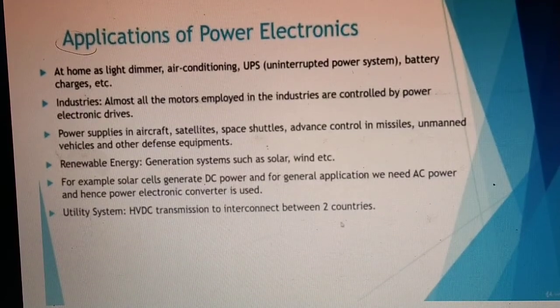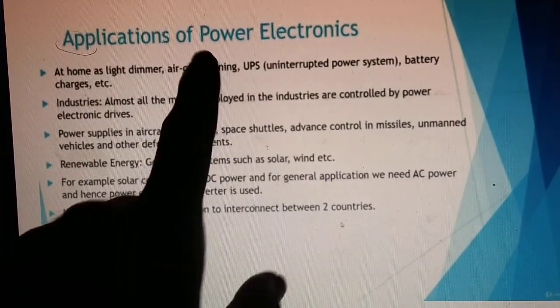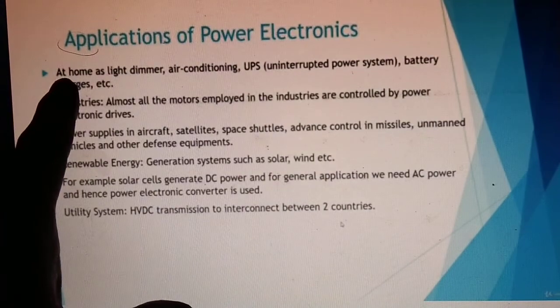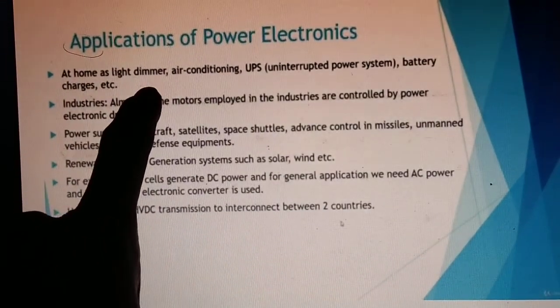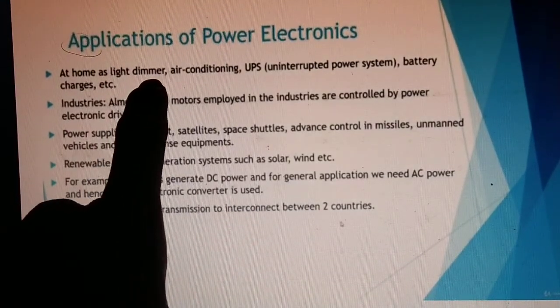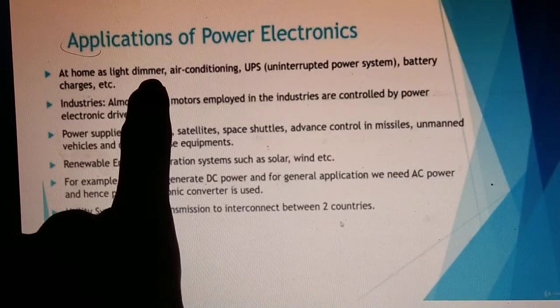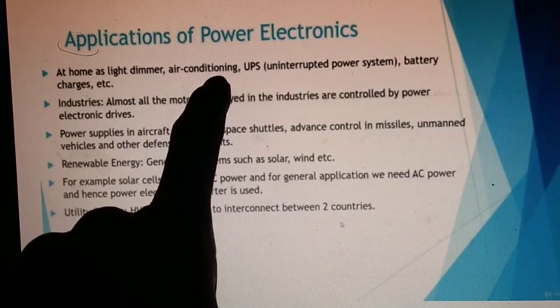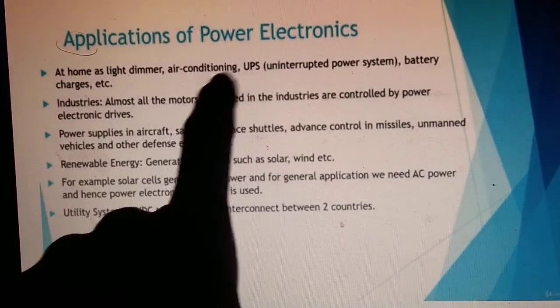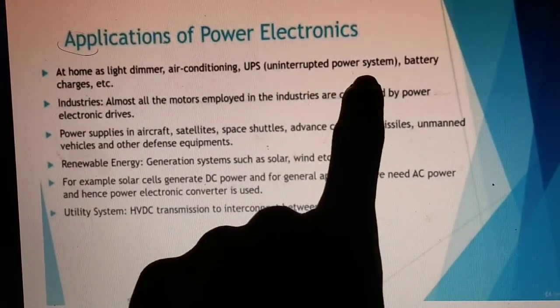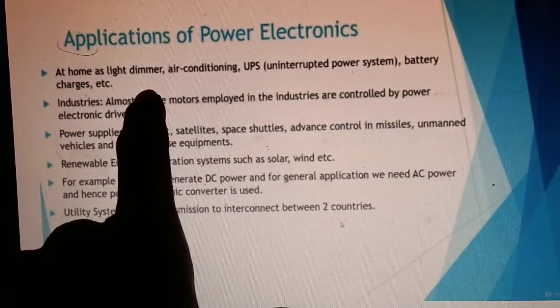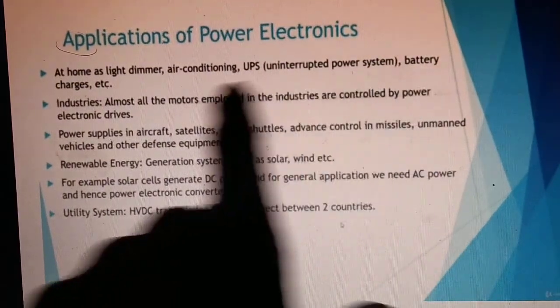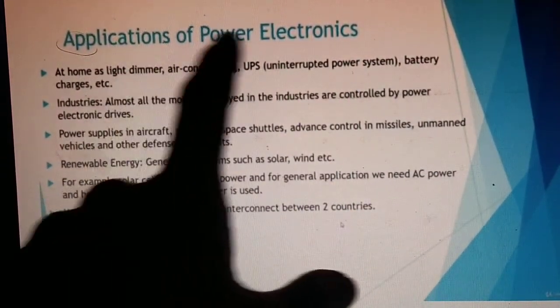Now we have to see the different applications of power electronics, that is, where we are using these power electronics devices. Nowadays we use them at home as a light dimmer. A light dimmer means if you are increasing or decreasing the intensity of light, then we are using a power electronics device called an AC chopper. In air conditioning also we have power electronic devices. Next is UPS, the uninterruptible power supply, in which we also have power electronics. Next, battery chargers, in which we use a DC chopper. These are some of the applications of power electronics devices.